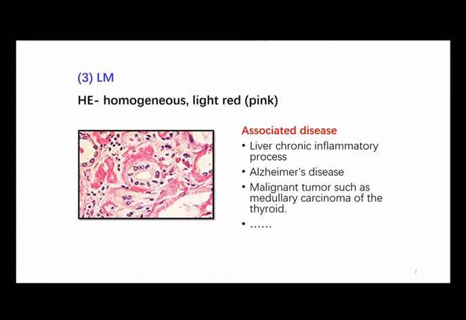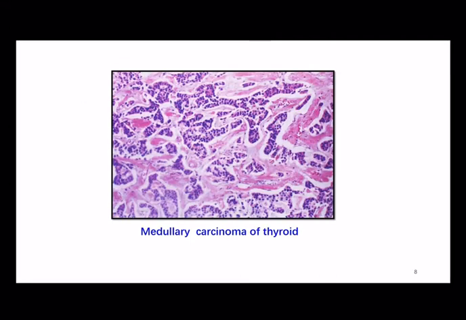It usually occurs in associated disease such as liver chronic inflammation, Alzheimer's disease, and malignant tumor such as medullary carcinoma of the thyroid and other diseases. In this picture of medullary carcinoma, there are many pink deposits in interstitial tissue, like here, here, and here. That's amyloid change.